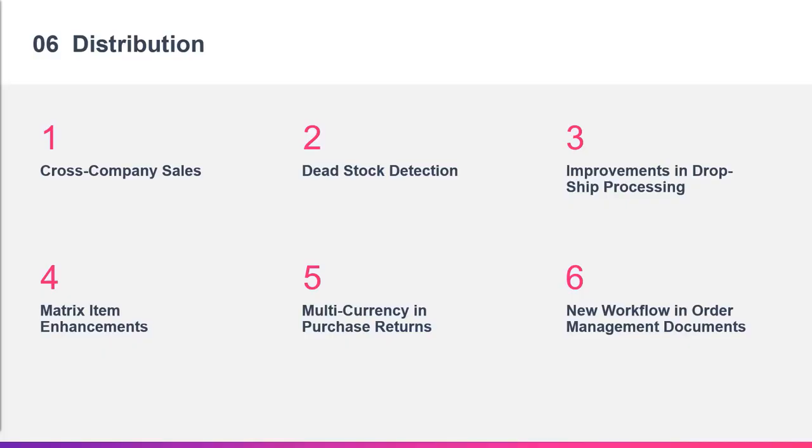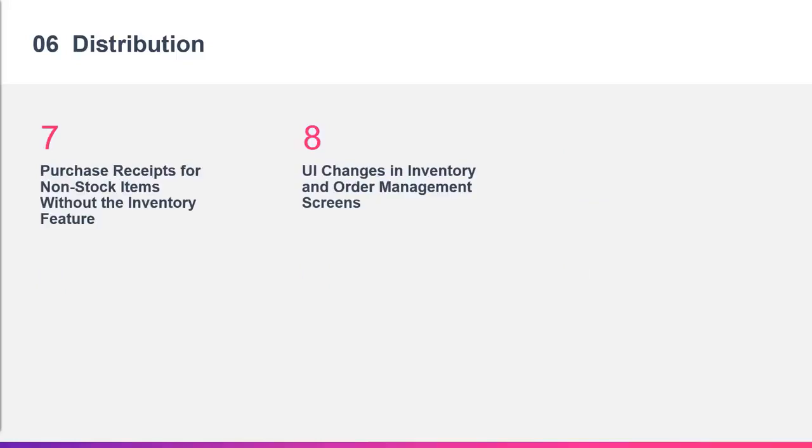In distribution for 2021.1.1, we now have the ability for processing cross-company sales and to detect dead stock items. There have been improvements made to the drop shipping process, matrix item enhancements, multi-currency and purchase returns, a new workflow for order and management documents, the ability to purchase receipts for non-stock items without requiring the inventory feature, and UI changes in inventory and order management screens.